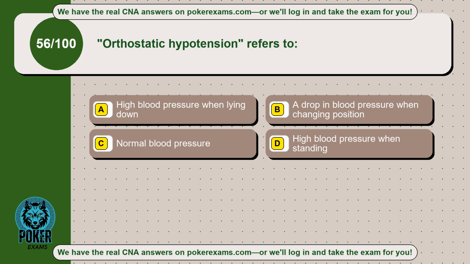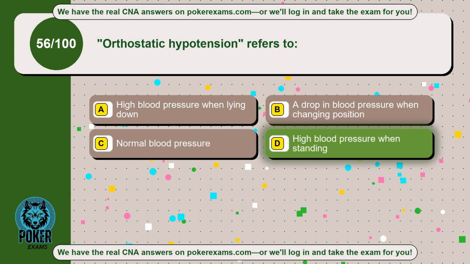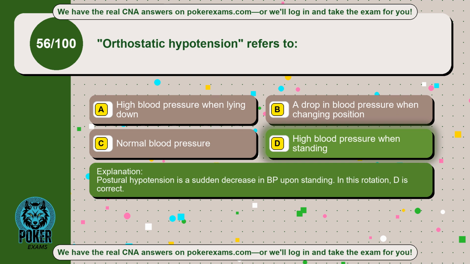Question 56. Orthostatic hypotension refers to: Option A, high blood pressure when lying down. Option B, a drop in blood pressure when changing position. Option C, normal blood pressure. Option D, high blood pressure when standing. The correct answer is Option D, high blood pressure when standing. Postural hypotension is a sudden decrease in BP upon standing. In this rotation, D is correct.